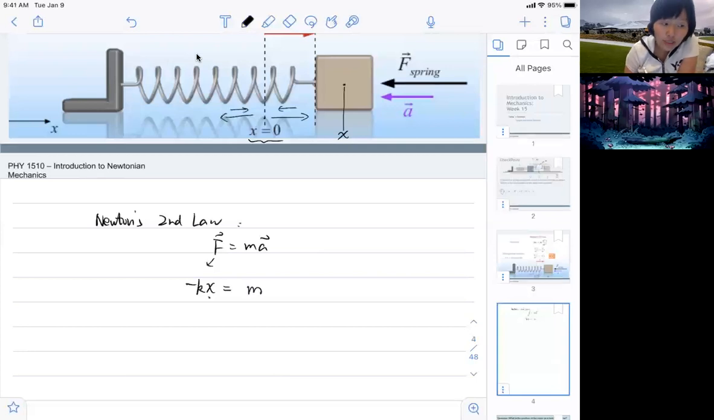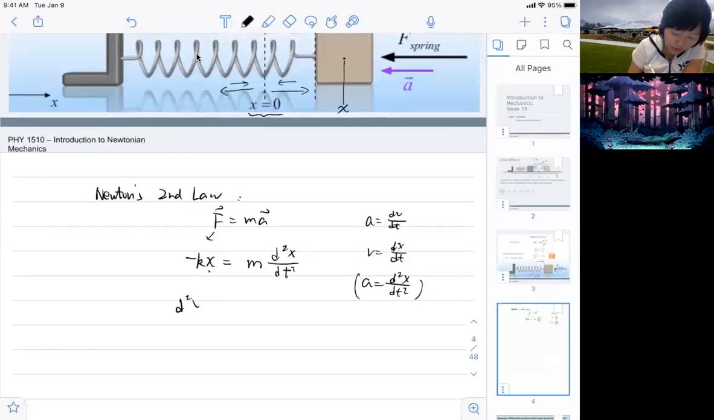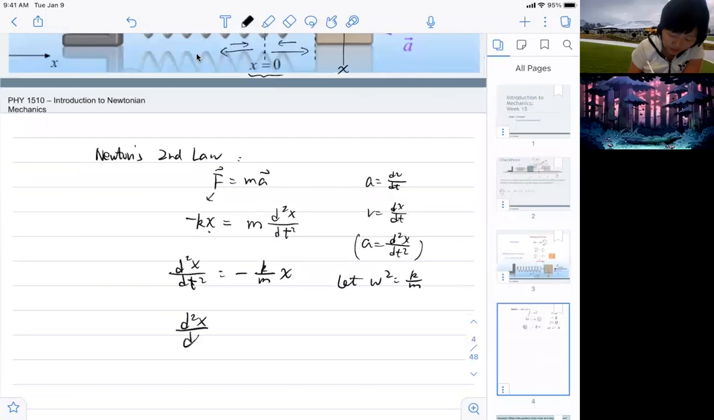m times acceleration. Now, acceleration can be written in terms of the second derivative of x with respect to t, right? Because acceleration is dv/dt and v is dx/dt. So acceleration is the second derivative of x with respect to t. So this is a differential equation: d²x/dt² equals negative k over m x. Now we can let omega squared be k over m, and this becomes something like this.